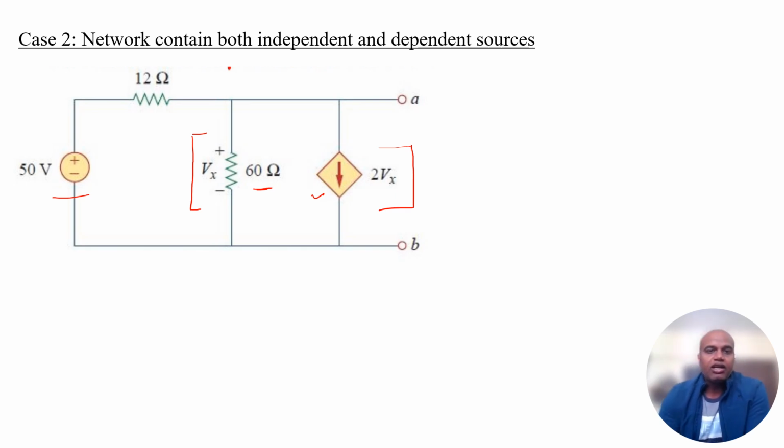To find the RTH for such a circuit, we have two methods. Either we can go with method 2, or we can go with method 3.